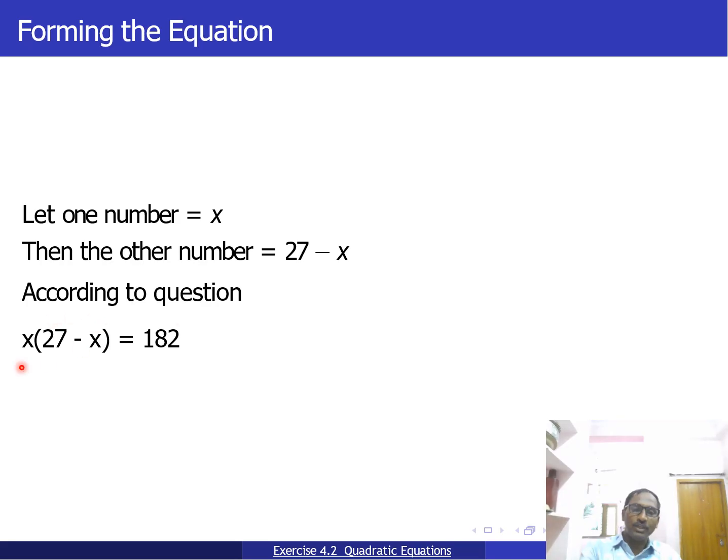So the product of these two numbers is 182, that is given. The sum of these two numbers is also given, 27. So one number I have taken x. The second number automatically will be 27 minus x, as the sum of the two numbers is 27. According to the question, x times 27 minus x equal to 182.